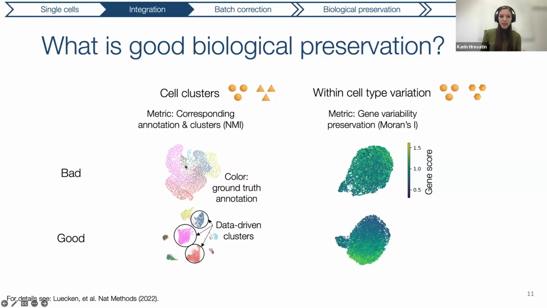Another important thing to keep in mind is that there might sometimes be more variation in the data than what we have in our prior annotation. For example, here you can see one cell type in which we nevertheless see a gradient of gene expression. This can be measured with spatial correlation metrics such as Moran's I. In the top example, this gradient is lost, so the cells are mixed from all sides of the gradient, which is undesired. Therefore, to fully understand if our integration is well preserving biological information, we must combine multiple metrics that measure different aspects of biological variation.